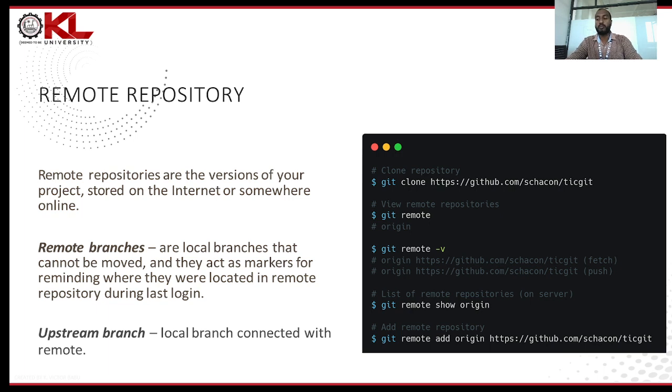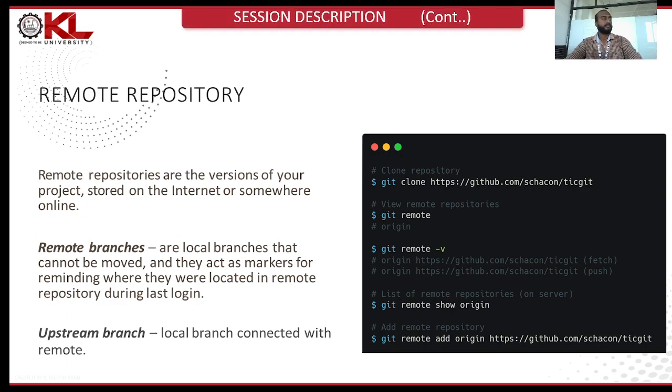At last, if I wanted to add any remote repository, what is the command we are using? It is git remote add origin, followed by your repository address. Making use of this command, we can do everything, right?